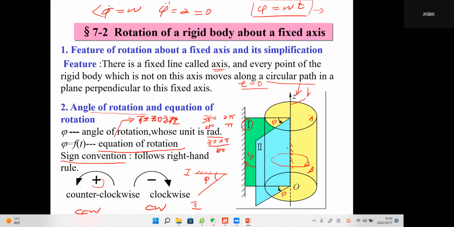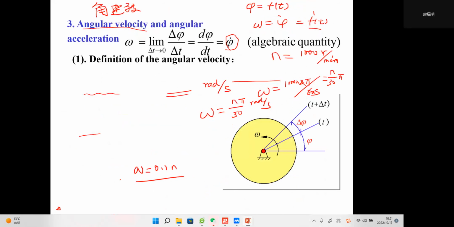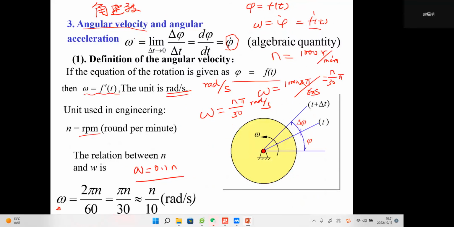And we have phi equals f of t, this equation of rotation, and we have a sign convention. This is CCW, more like a moment, right? We have mentioned the moment. CCW will be positive, and CW, which is clockwise, will be negative, right? Just follow the right-hand rule. We also talked about angular velocity and angular acceleration. So angular velocity omega equals d phi dt.